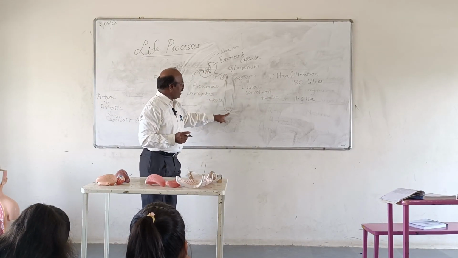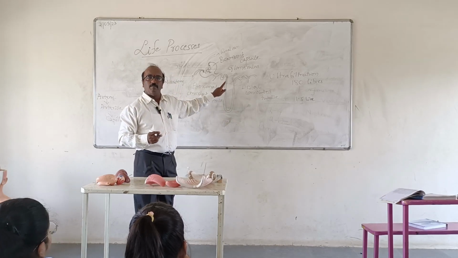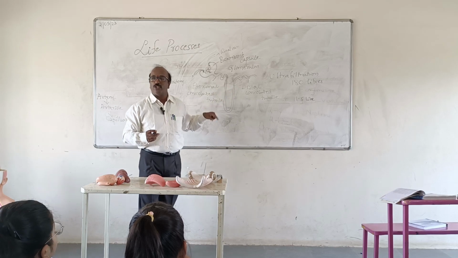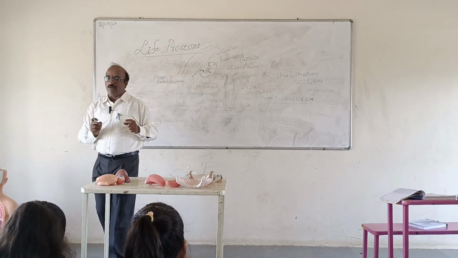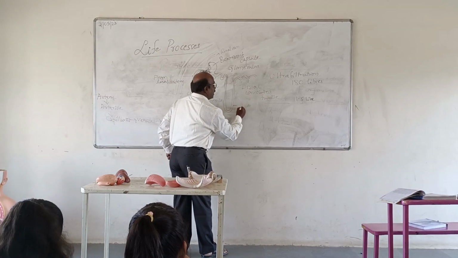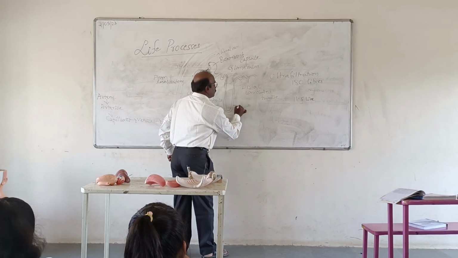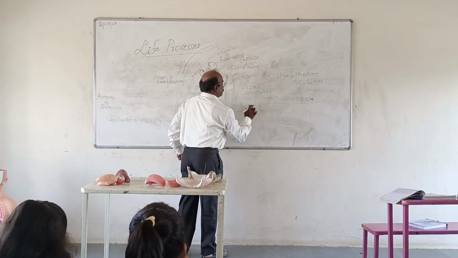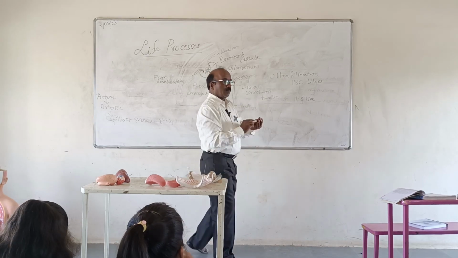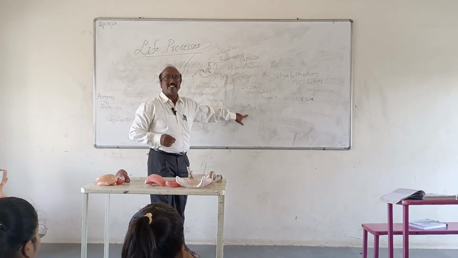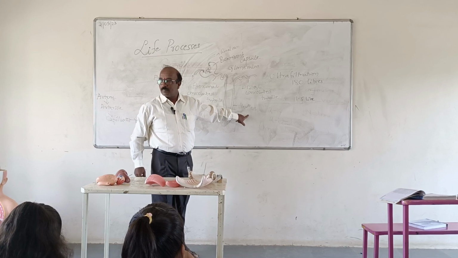Then there is one hairpin-like tube. We don't call it a tube, it's called a tubule. Tube is big, tubule is small. Now this is called Henle's loop, or loop of Henle.